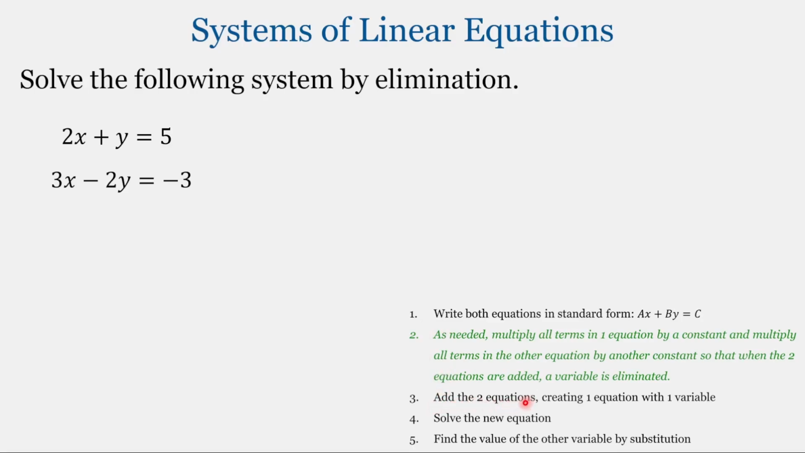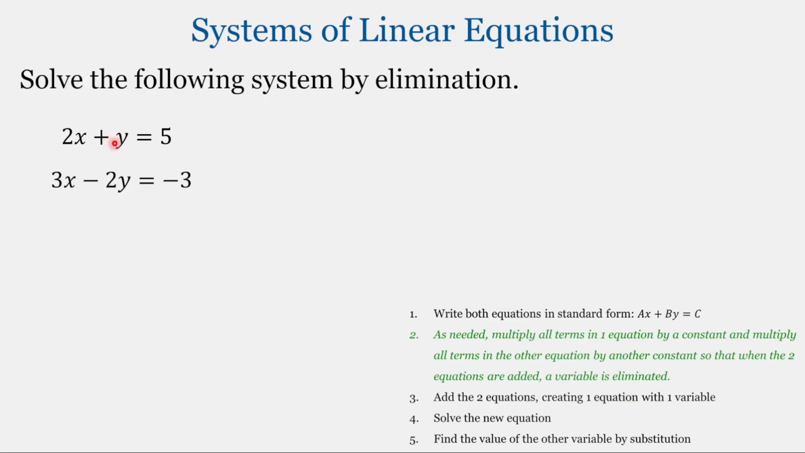Let's see what happens. If we add these two equations, 2x plus 3x, that's 5x. y minus 2y is negative y, equal to 2. Now we have one equation, but we still have two variables. For solving, there's not much we can do when we have one equation and two variables. So adding these two equations right now did not eliminate a variable.